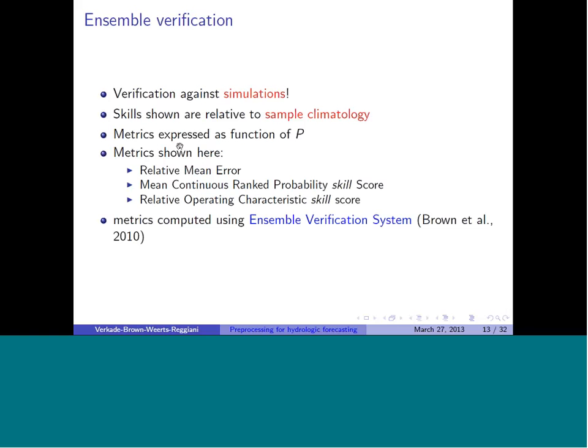We've used a couple of metrics. They're all fairly standard metrics, fairly often used in this type of study. We've used the relative mean error. We've used the continuous rank probability skill score, the CRPSS. We've used the relative operating characteristics skill score. And in addition, not listed here, but I will show you some results in terms of the Brier skill score. Each of these metrics was computed using the ensemble verification system that was developed at NWS.